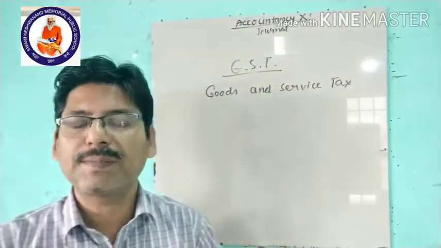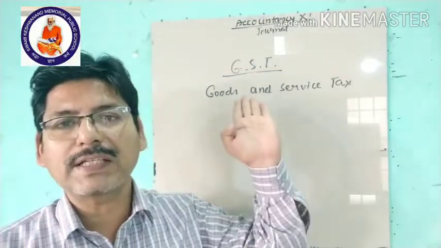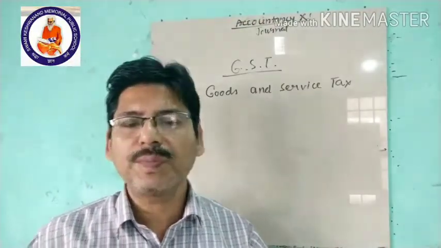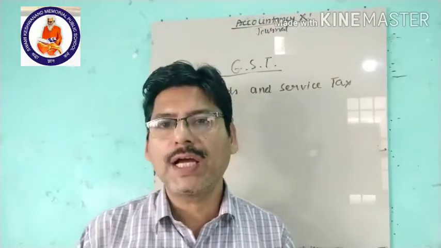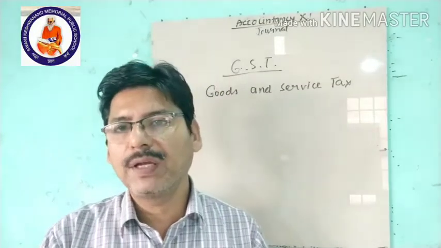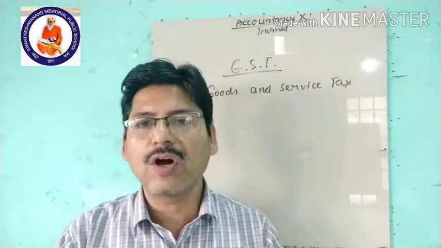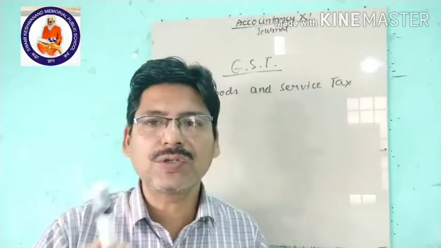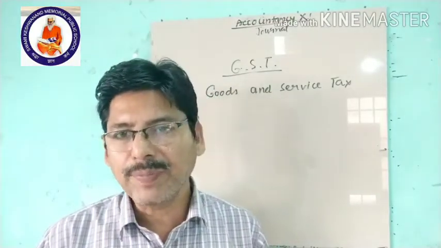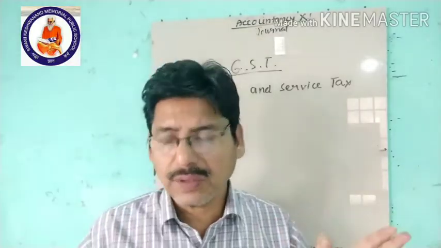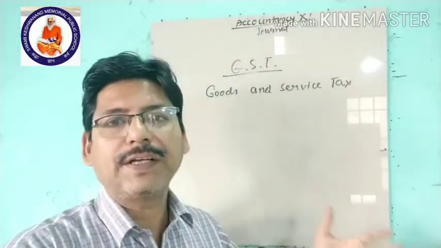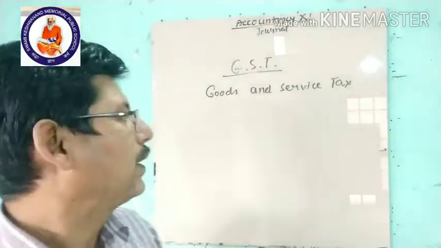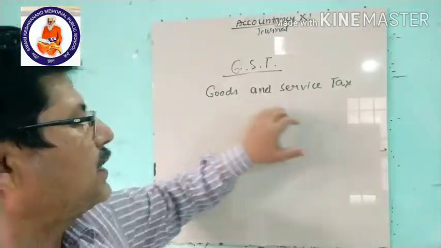Goods and service tax means this tax is levied on goods and services. Goods means anything which we can touch, we can see, that is, tangible things are called goods. Like this pen, this is goods. If we buy a refrigerator, it is a good. So, tangible things.